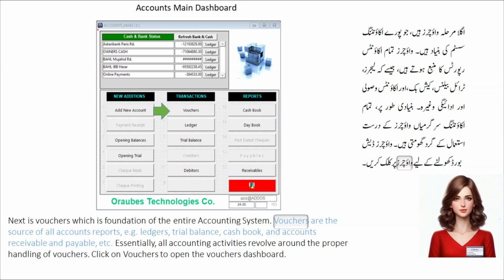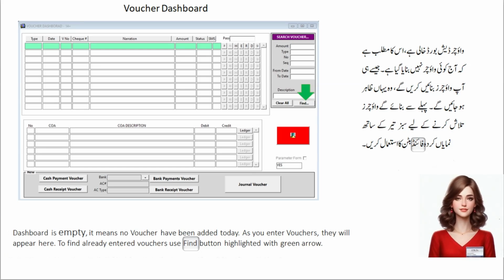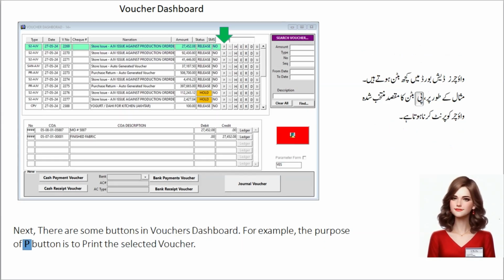Click on Vouchers to open the Vouchers dashboard. The dashboard is empty. It means no voucher has been added today. As you enter vouchers, they will appear here. To find already entered vouchers, use the Find button highlighted with a green arrow. Next, there are some buttons in the Vouchers dashboard.